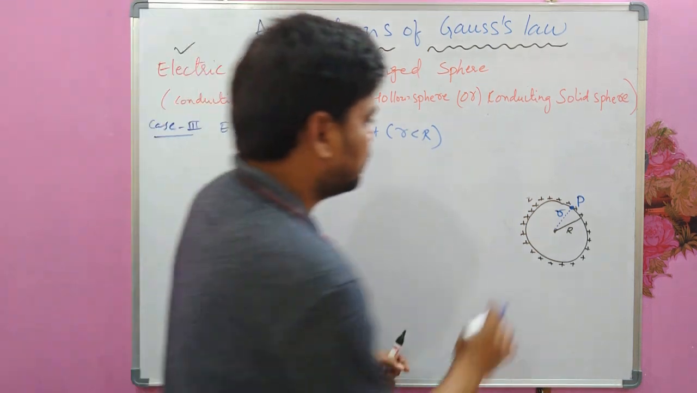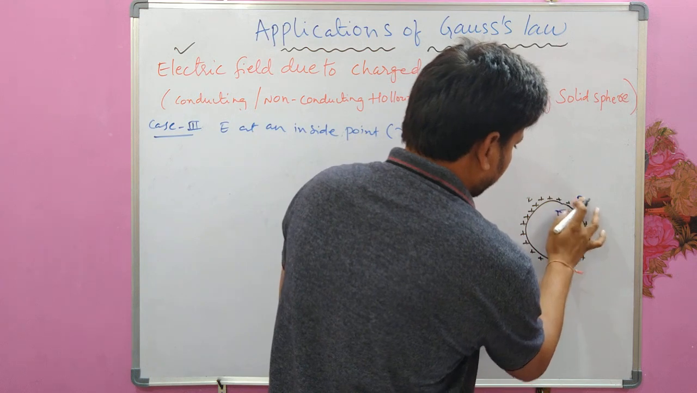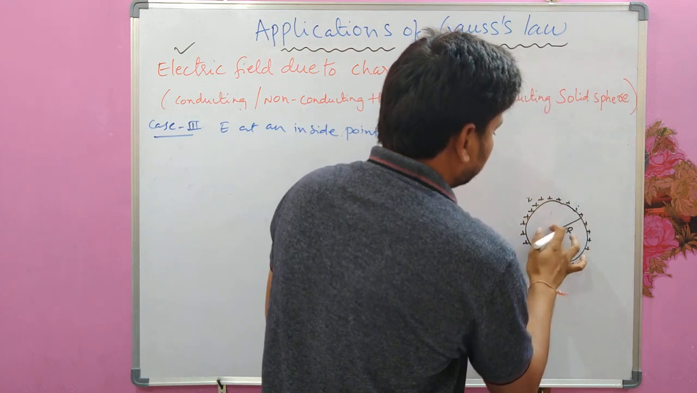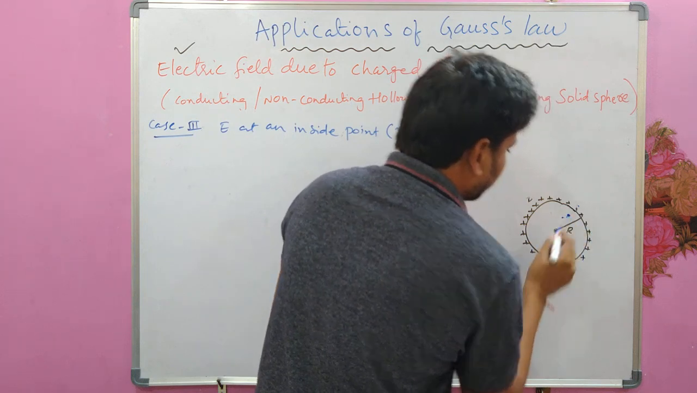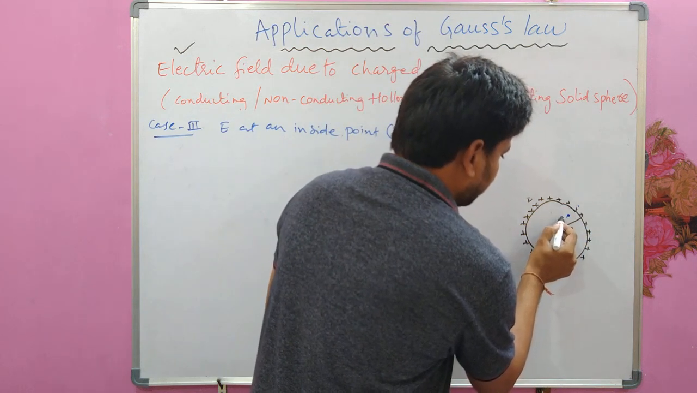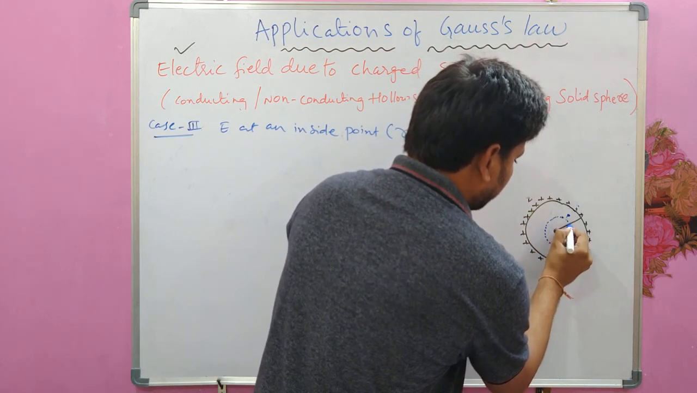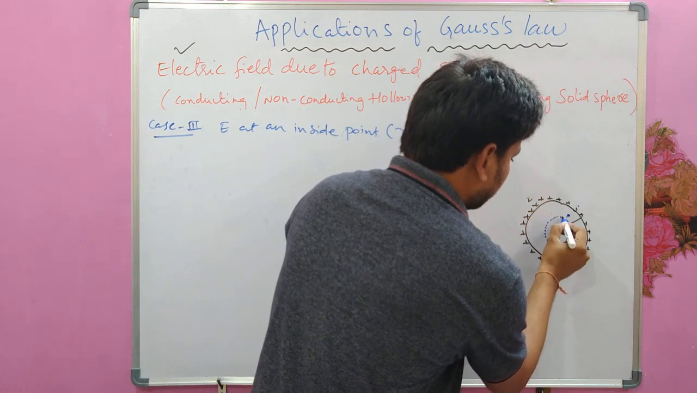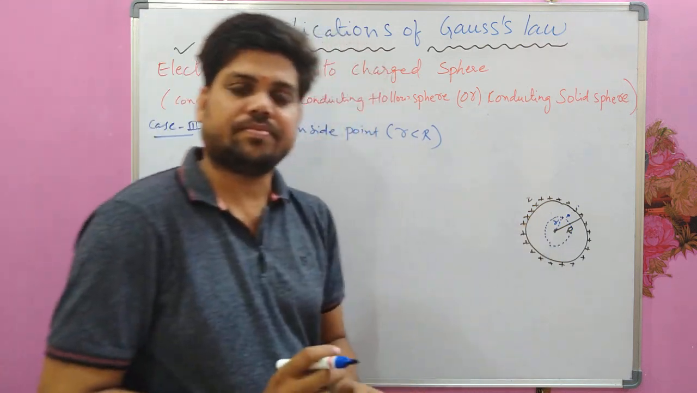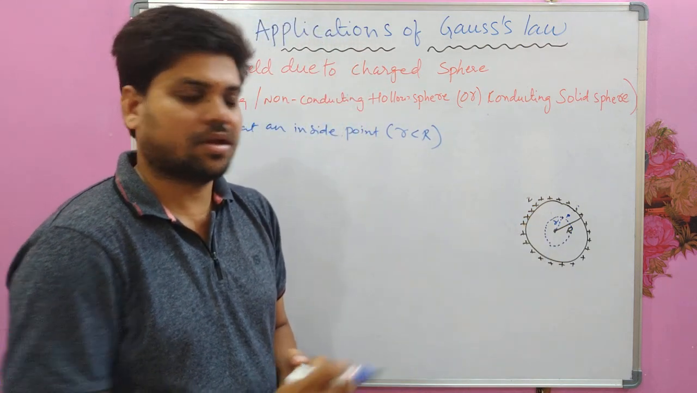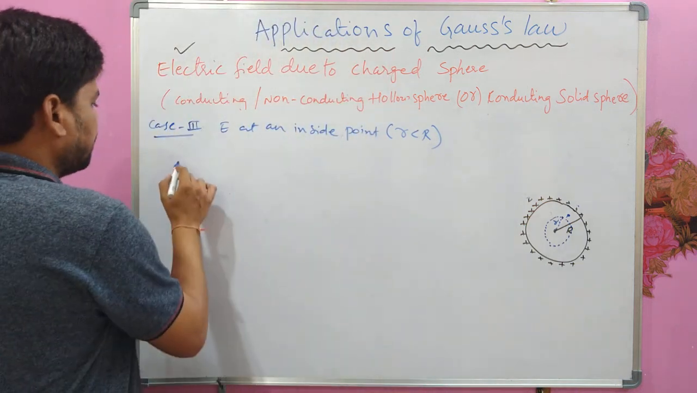which means point P is now, where is it? Point P is now inside, and the Gaussian sphere, if you draw the Gaussian surface, it will be smaller, r less than R, right? And from Gauss law, what do we say?